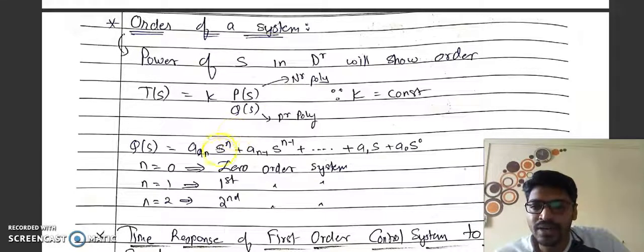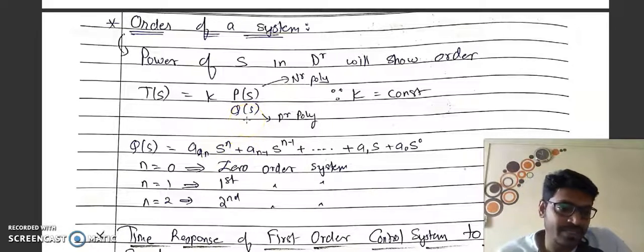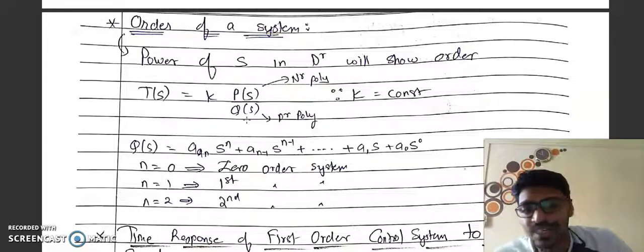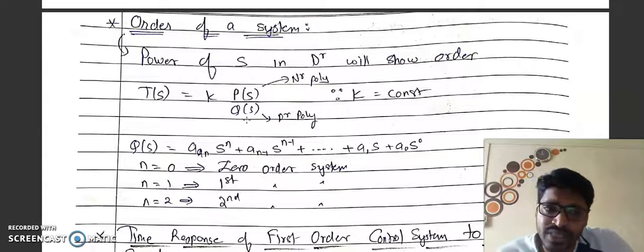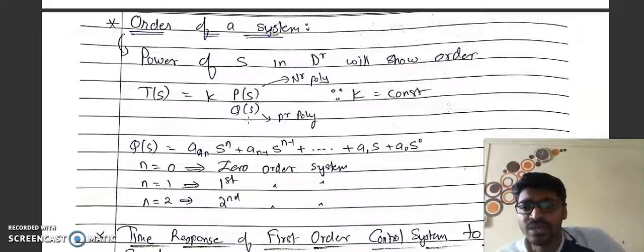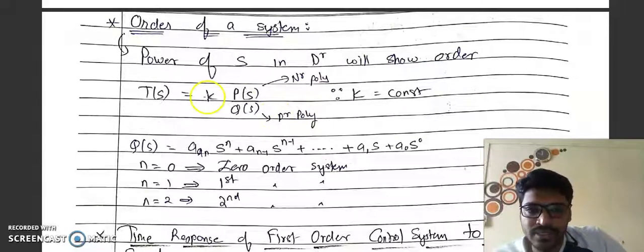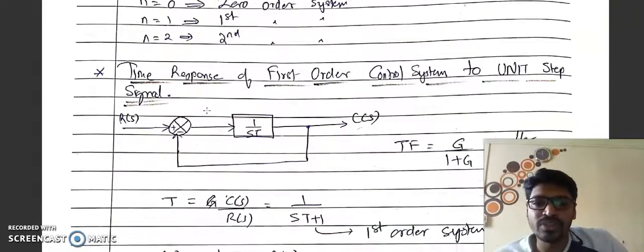So if the power is 0, it is a zero order system, meaning the s term is absent. If the highest power of s is 1, it is a first order system. If the highest power of s is 2, it is a second order system. So for an example, let us start with first order system. So, time response of first order system.